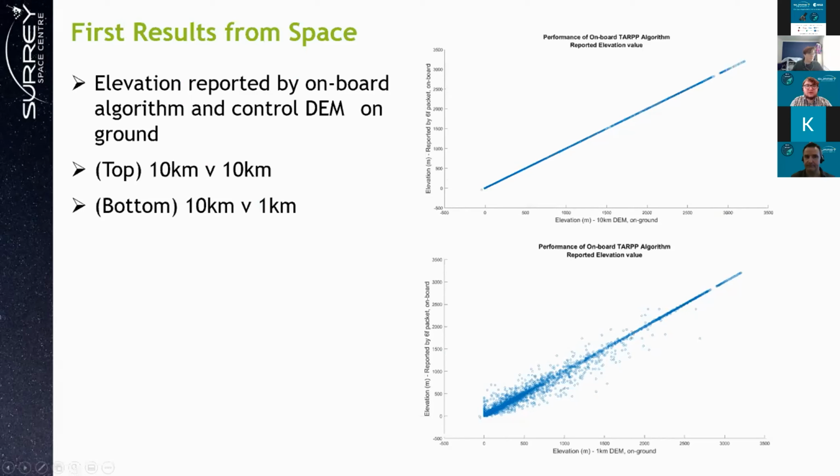And then the bottom is just comparing it with a higher resolution DEM on the ground, just to show the difference that the different resolutions can have. So this was being compared with a 1-kilometer DEM on the ground. We can see it's still broadly a straight line, but there is a bit more noise, just coming from the fact that it's a lower resolution. But that all looked good.